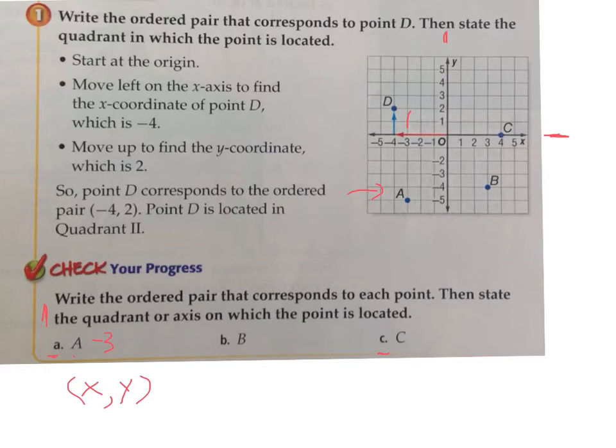Now I see that I'm going down, okay, so I can see that this lines up with negative 5 here. So A is at negative 3, negative 5. And you see I put a comma in between them, so I split them up. That makes it easier to read. So that's really important. And then what quadrant?